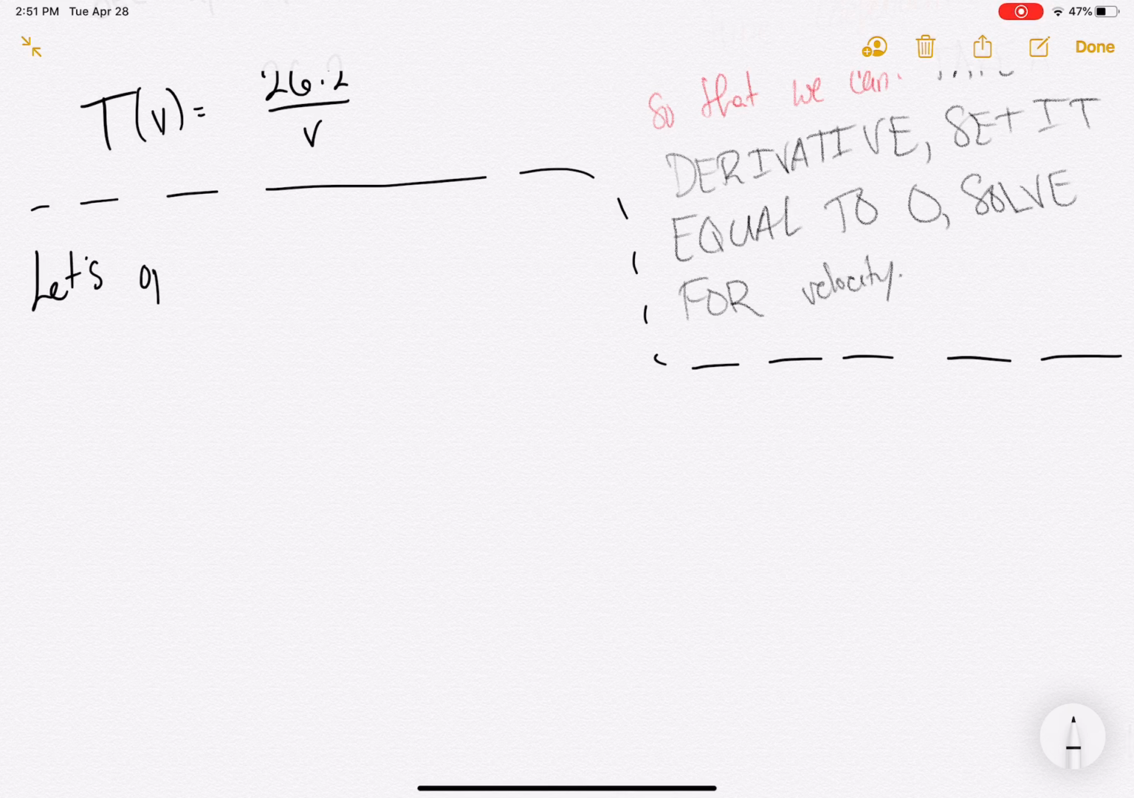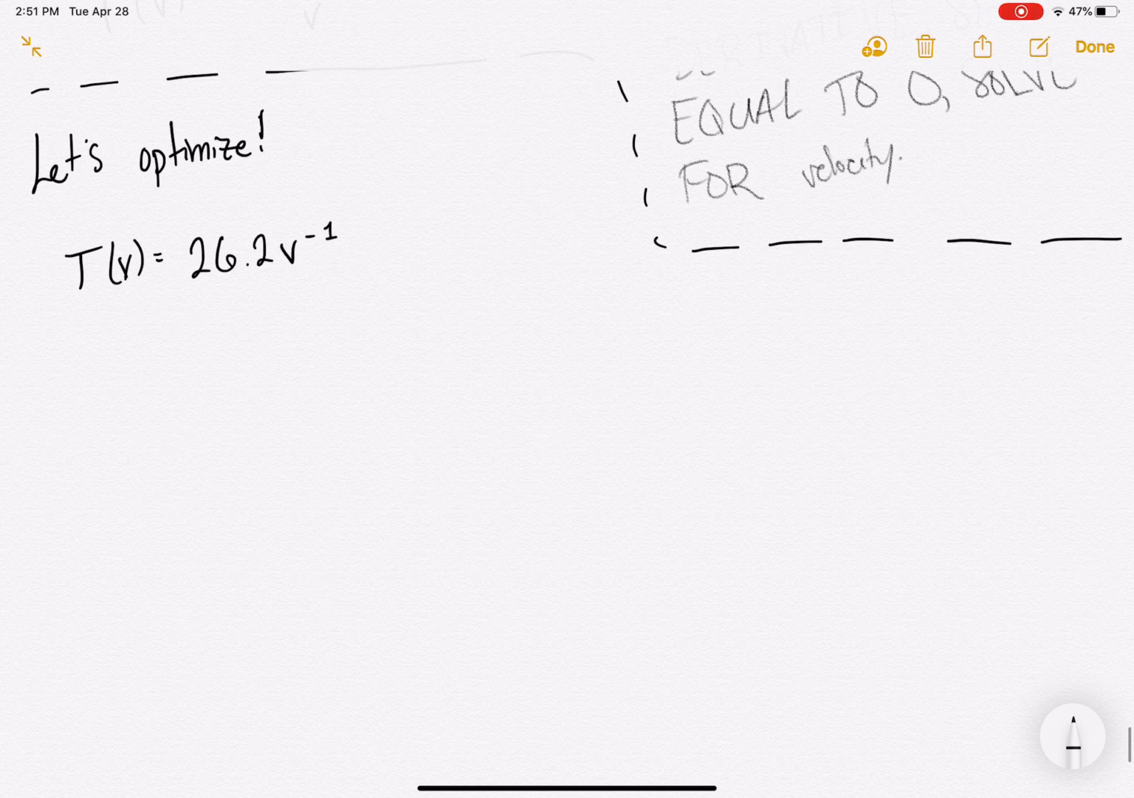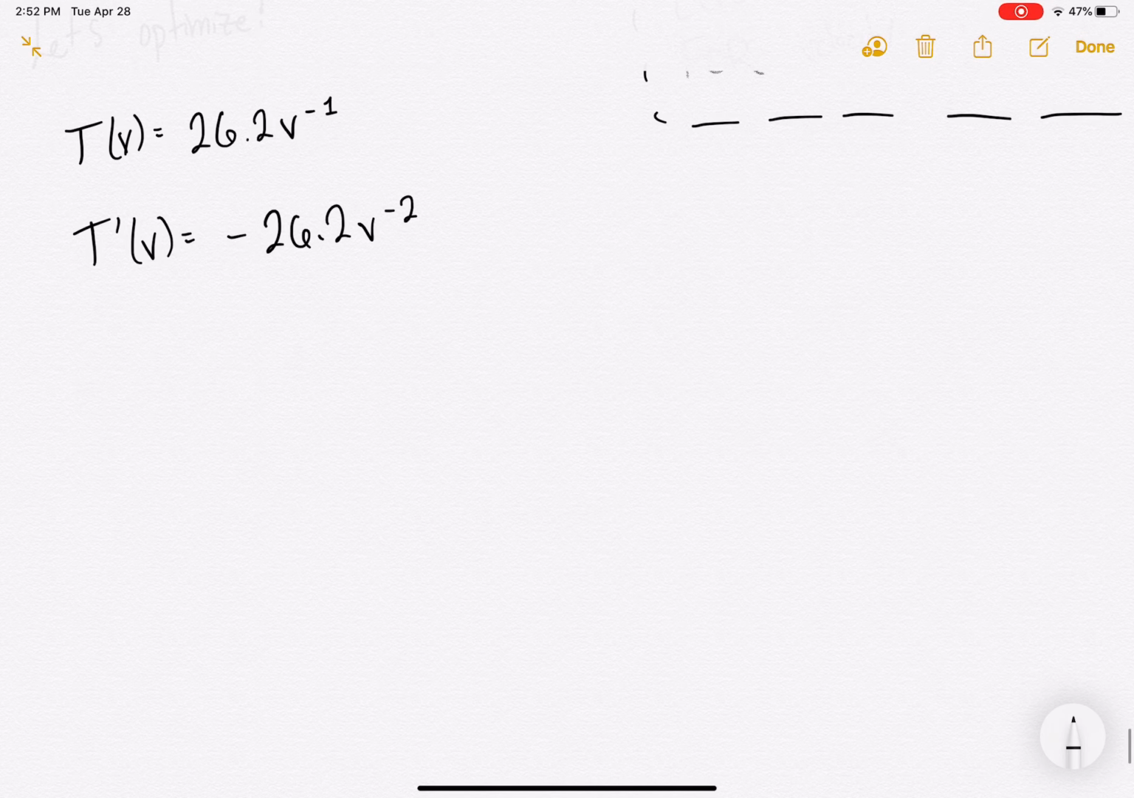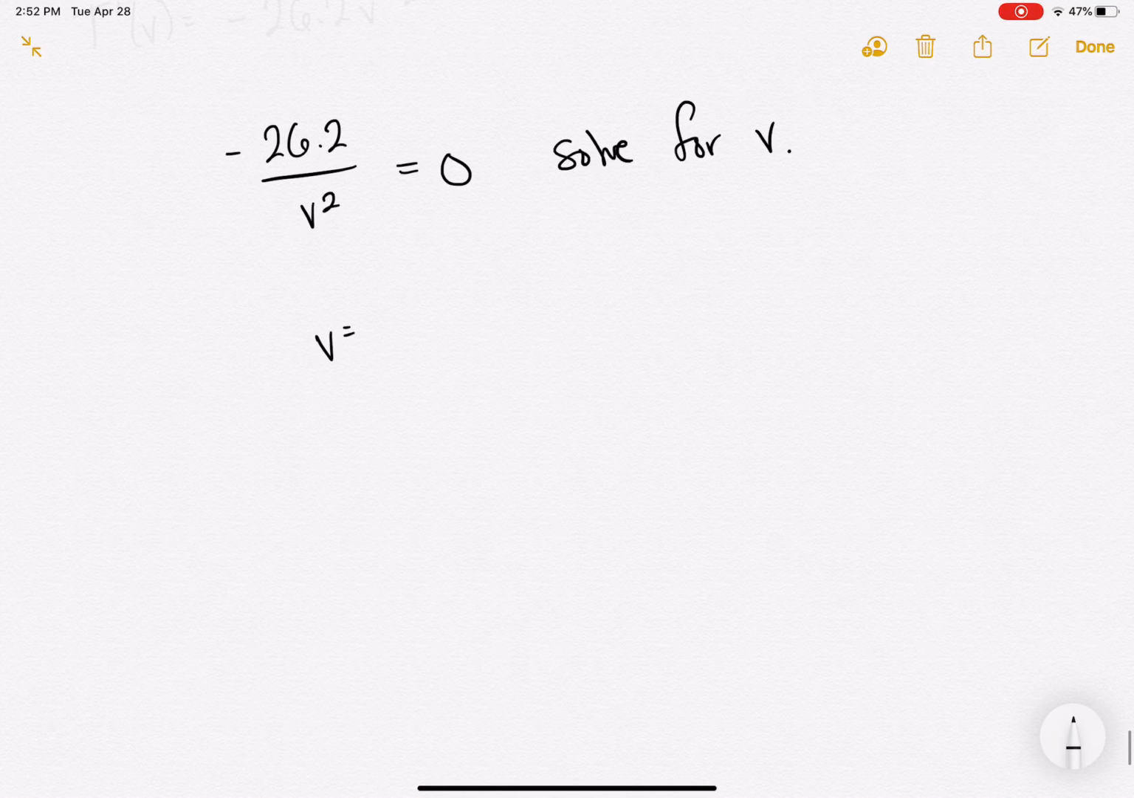Let's optimize. So t prime, well, I'll rewrite t of v as 26.2 v to the negative 1. That makes t prime of v negative 26.2 v to the negative 2. So if we set that equal to 0, solve for v, what do we get? We get v equals infinity, plus or minus.